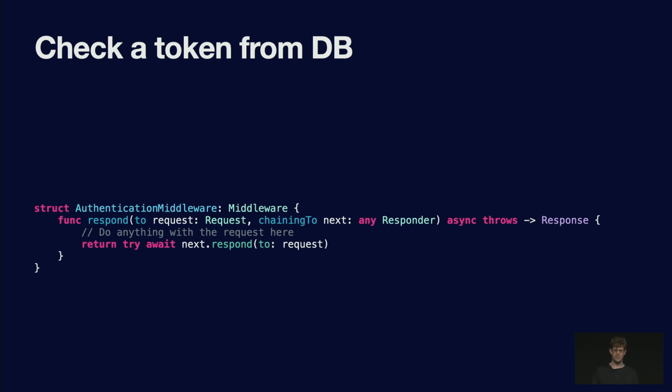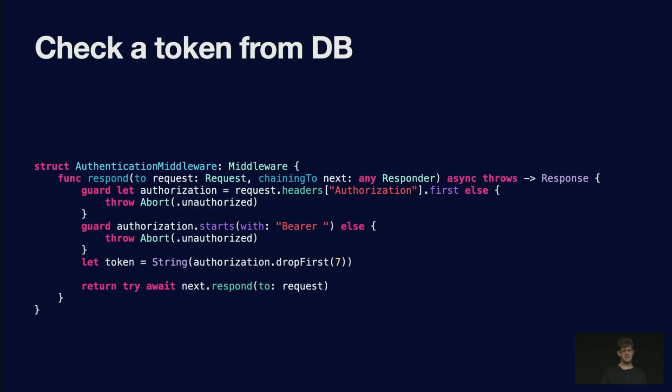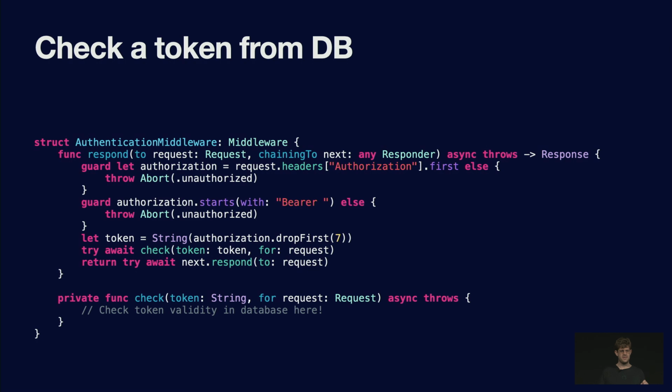So we don't need a response for the authentication. You just need to mess with the request, and we will get the token from the header. Then you will have to check it with the database, depending on whether it's hashed or not, and depending on how you store it in the database, it changes. And if it's not correct, you would just throw an abort unauthorized there. But there is a better way that does not require a database.